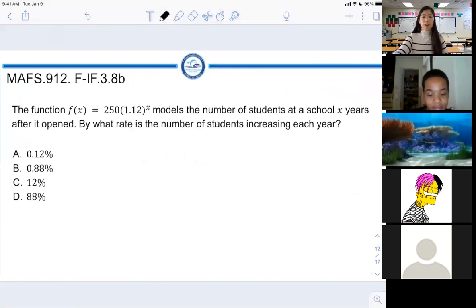We're moving on to, I have a couple of function problems, even though technically we don't start functions until tomorrow. These have to do with exponential functions, so I figured they would fit into today's class pretty well. All right, the function f of x equals 250 times 1.12 to the power of x models the number of students at a school x years after it opened. By what rate is the model of students increasing each year?